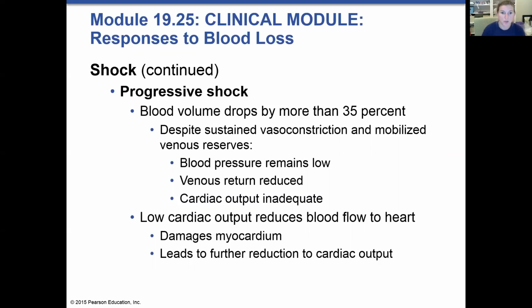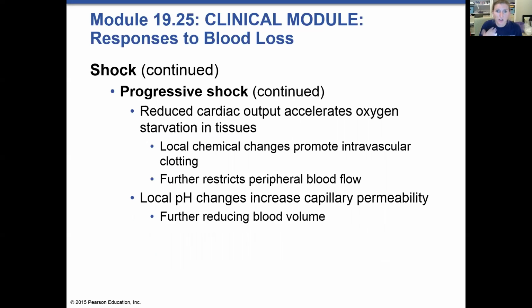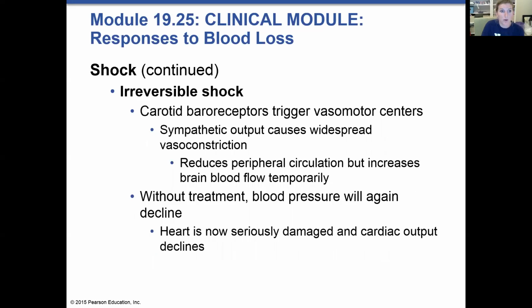The venous return is reduced, your cardiac output's inadequate. That low cardiac output is going to reduce the blood flow to the heart. This could damage the myocardium, the heart muscle itself, and lead to a further reduction in cardiac output. Reducing that cardiac output is also going to accelerate oxygen starvation in our peripheral tissues. So this is going to cause local changes in pH and oxygen concentrations throughout the body. That pH change can increase or decrease capillary permeability, further reducing blood volume, and it can have widespread effects throughout the body. The shock can then become irreversible.